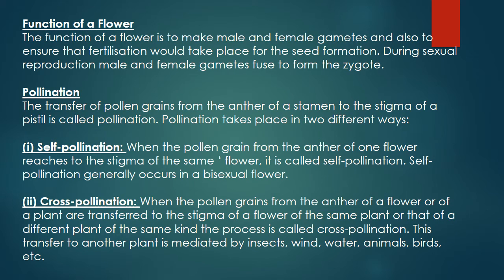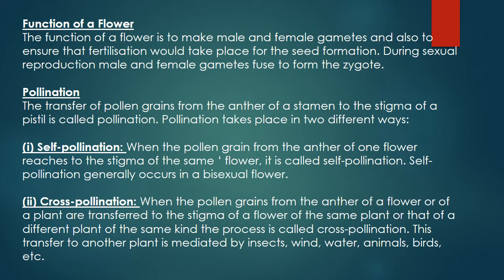The function of a flower. The main function of a flower is to make the male and female gametes. Male gametes are nothing but the pollen grains. Female gametes are the ovules. This happens by the process of pollination. Pollination is the transfer of pollen grains from the anther of a stamen to the stigma of a pistil. Pollination takes place in two different ways: self-pollination or autogamy, and cross-pollination.